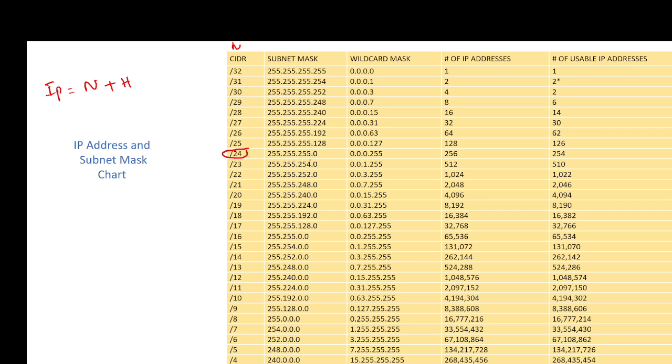because it's a class C network, correct? If you put all 1s in the first 3 octets, it will be 255, and the last is 0 because it is the host bits, and a maximum of 254 IP addresses will come here. Okay, you have only 254 IP addresses.